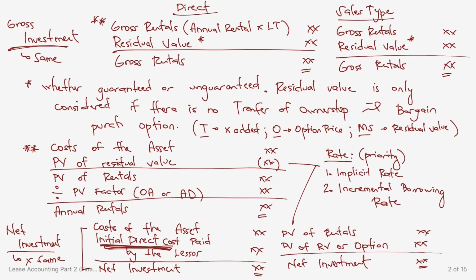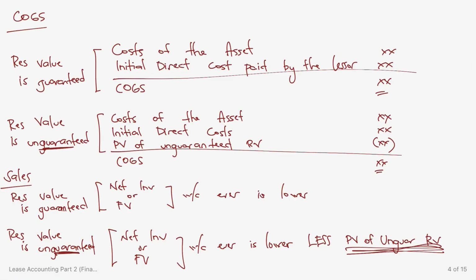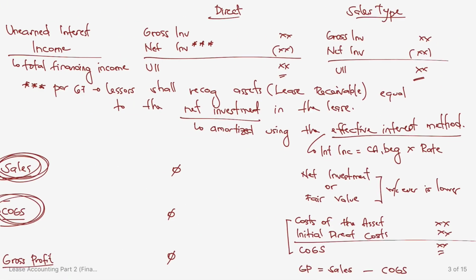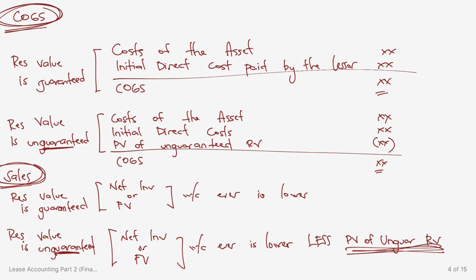Dito sa gross investment at sa net investment, see to it na residual value is added whether guaranteed or unguaranteed. Itong guaranteed, unguaranteed na to, magmamatter lang siya kapag sales at cost of goods sold ang ating pinag-uusapan. But since same amount lang naman yung na-deduct sa cost of goods sold at sales, see to it now that gross profit, once again, will just be the same whether guaranteed or unguaranteed. Kasi pareho lang naman eh yung amount na dinduct natin. Tama ba? Ibig sabihin, whether guaranteed or unguaranteed, yung gross profit dapat na makocompute mo under sales type lease will just be the same. Okay?